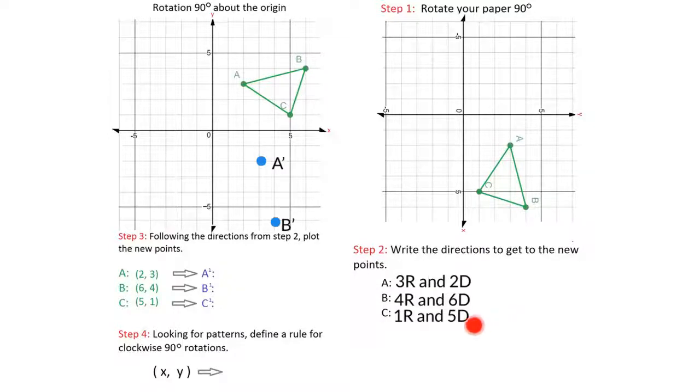Now we can move on to our last point, point C, and let's go ahead and see how it traveled. So starting at the point of origin, it traveled 1 to the right, and it traveled 5 down. So it should end up here. So let's go ahead and plot that point. So now that we have our 3 points drawn in and labeled, let's go ahead and connect the dots so that we have our new triangle.